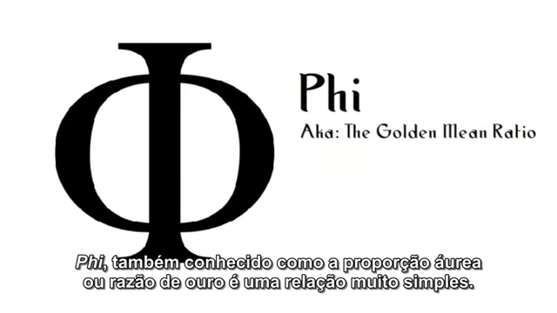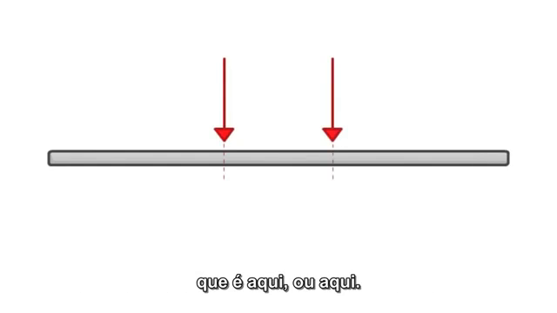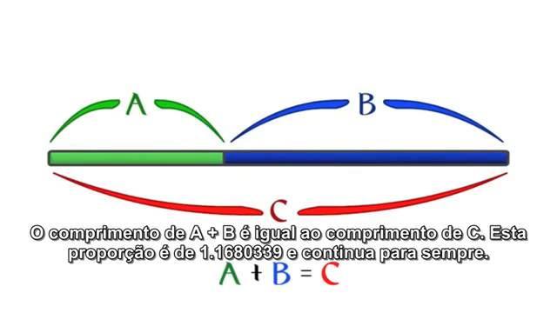Phi, also known as the golden ratio, or golden mean, is a very simple relationship. If you had a rod and were going to put a mark on it, only two places would mark the Phi ratio, which is here or here. The length of A plus B is equal to the length of C. This ratio is 1.6180339 and continues on forever.